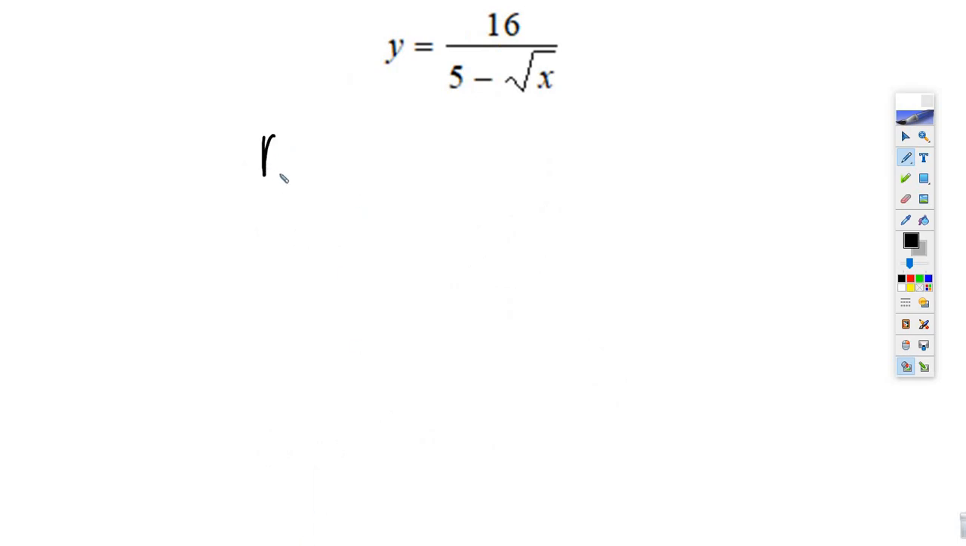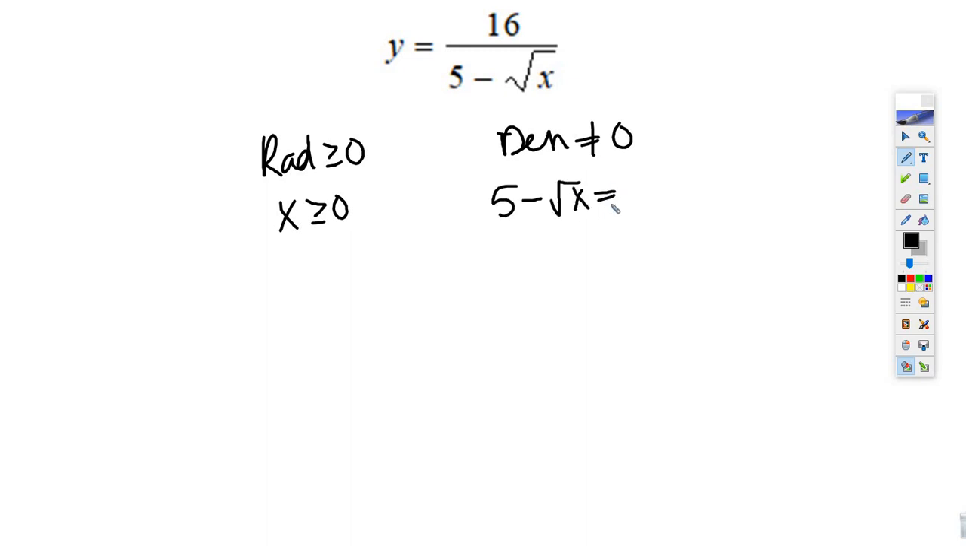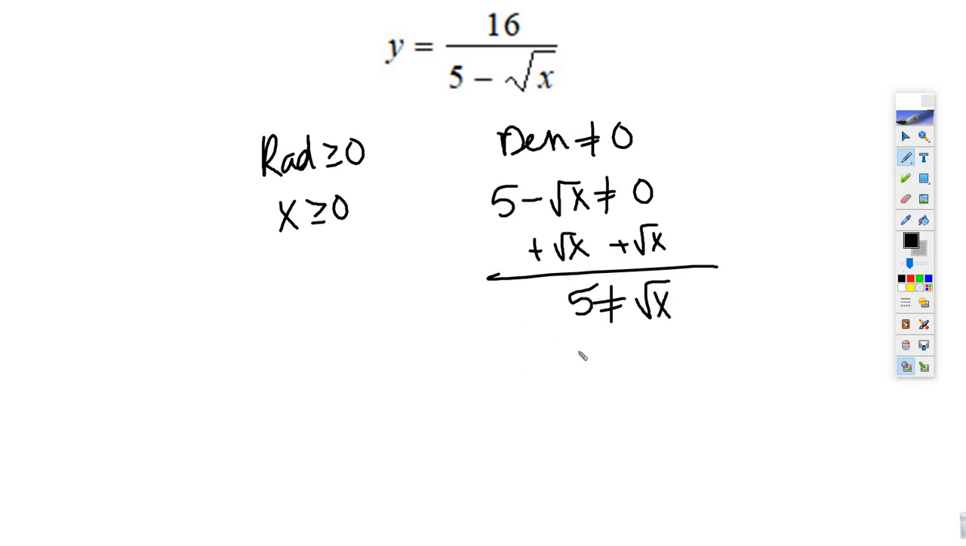Okay, so same thing, radicand greater than or equal to 0, so x has to be greater than or equal to 0. So then my denominator also cannot equal 0, so 5 minus the square root of x cannot be 0. So I'm going to add the square root of x to both sides. And I get 5 cannot equal the square root of x. So 5 is a positive number, a completely legitimate solution to a square root problem. So I'm going to square both sides. 25 cannot be equal to x.